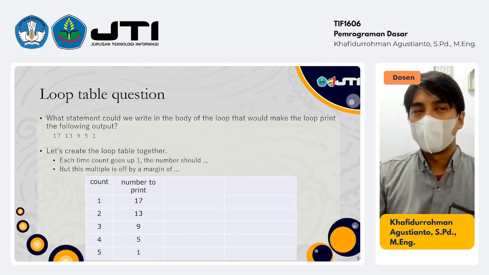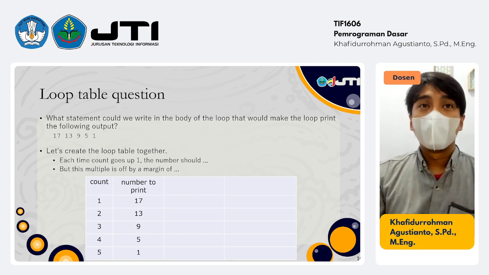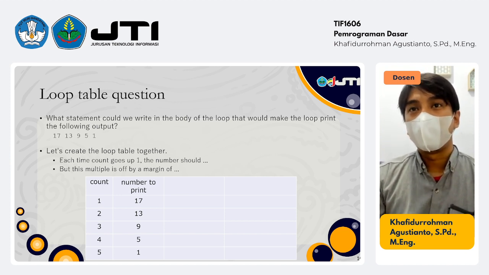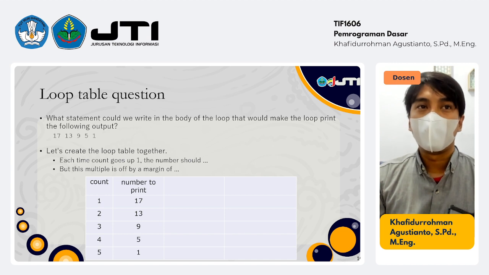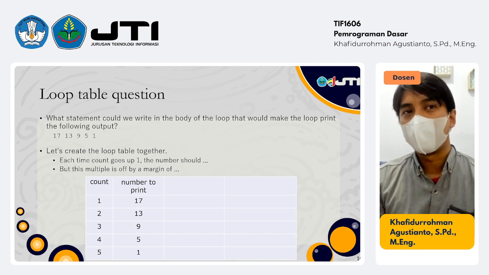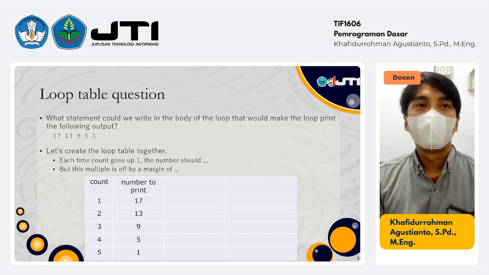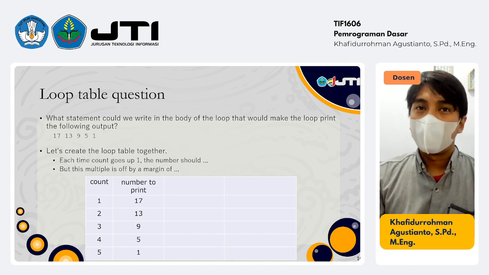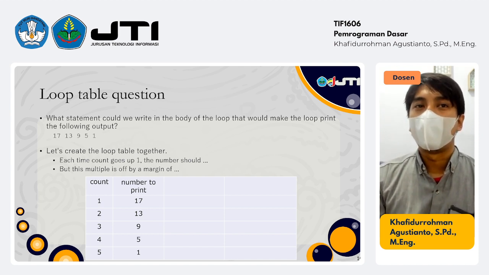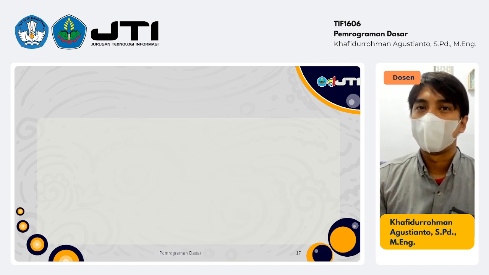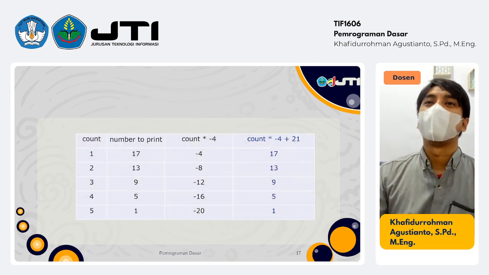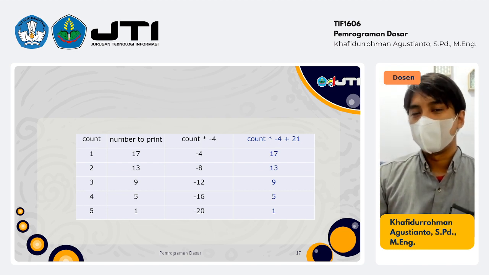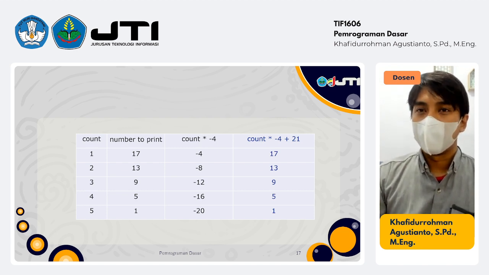Loop table question. What statement could be written in the body of the loop that would make the loop print the following output: 17, 13, 9, 5, and 1? Let's create the loop table together. Each time count goes up by 1, the number should go down by 4, but this multiple is off by a margin. Okay, that's the solution.